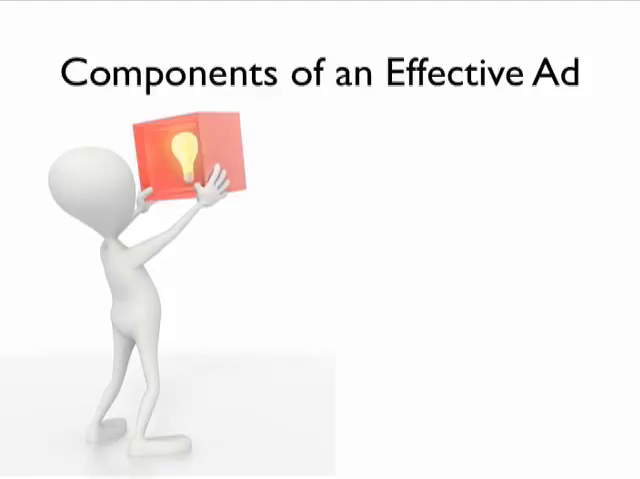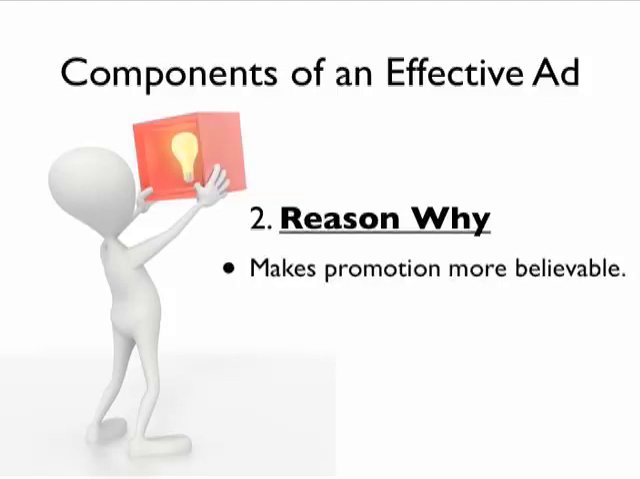The second component of an effective ad is the reason why. Now, you'll remember from the first portion of the program, we talked about the reason why. People find ads and offers with a reason why much more believable. And if they're more believable, they will perform better for you. This is why a going out of business sale or a spring cleanup sale will perform better for you than just advertising a sale. People want to know the reason why you're having a sale. It is a powerful psychological trigger, and it will definitely improve your marketing.